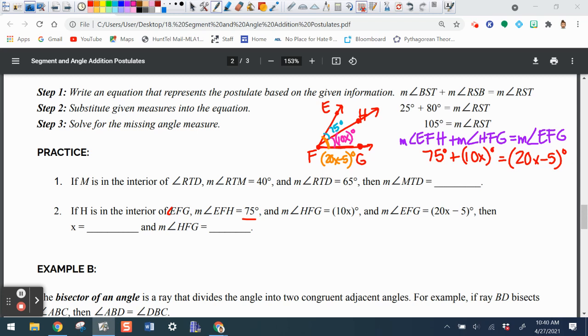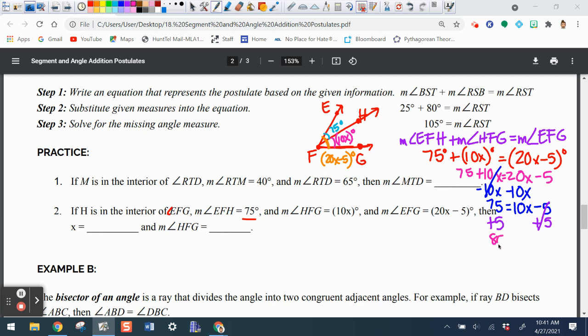Now, just so we're clear, we know we're eventually going to be solving for x in this equation. Since all of these are in degrees, we don't actually have to show that they're in degrees. So if you just want to rewrite it as 75 plus 10x equals 20x minus 5, that's okay. Now let's combine like terms. We have to combine those across the equal sign. So I'm going to subtract 10x from both sides, and I'll be left with 75 equals 10x minus 5. And since I brought my x term to the right, I'm going to bring my non-x term to the left by adding 5 to both sides.